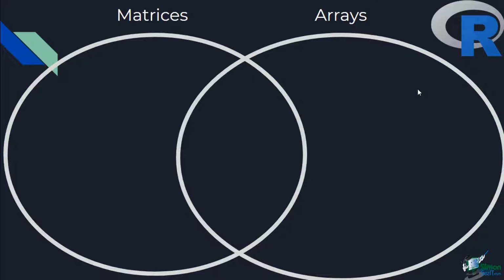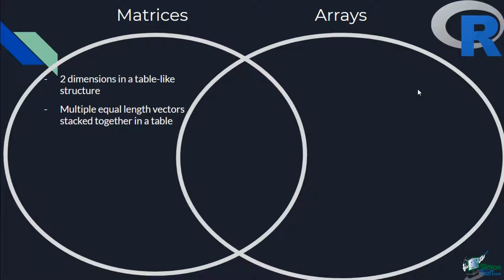First, since arrays are also multidimensional objects, I thought it would be convenient to compare the difference between an array and a matrix. I have created a Venn diagram here that goes through the differences and similarities between matrices and arrays. We just went over matrices. They are two-dimensional objects in a table-like structure. They have multiple equal-length vectors that are stacked together in a table. They are just a subset of arrays. So all matrices are arrays, but not all arrays are matrices.